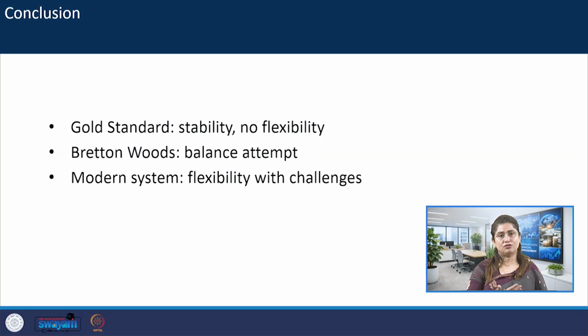So, if we look into the entire journey, we can clearly see the pattern. The gold standard provided stability but lacked flexibility. The Bretton Woods system tried to combine stability with flexibility, but it depended too much on the US dollar. And when the trust broke down, the system collapsed. Today's system is more flexible, but it also brings its own challenges. That is why understanding the evolution is very important because it helps us understand why the international financial system works the way it does today.